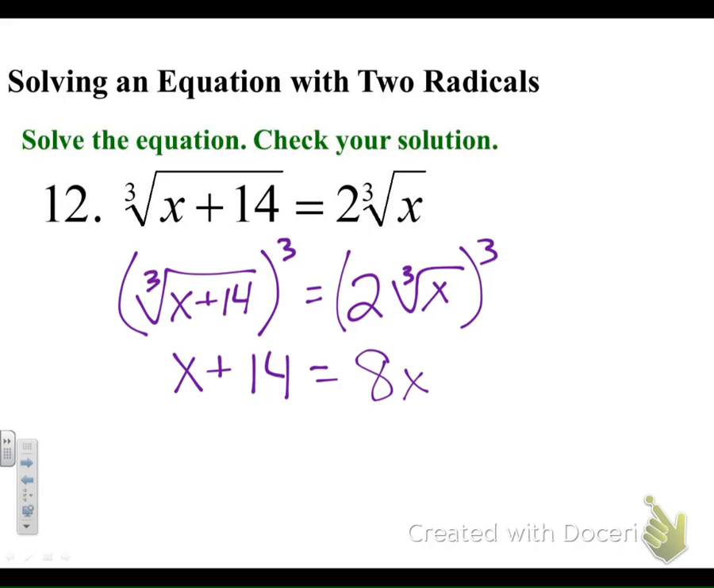Use this example during homework. When you get stuck during homework, check to make sure, wait, did you raise everything to the power that you said it was supposed to be raised to?